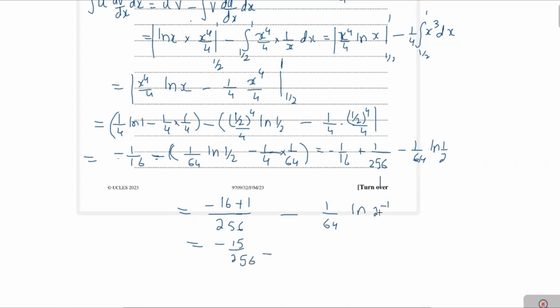Now that value becomes minus 15 over 256, and the power of minus 1 in ln 2 to the minus 1 is taken as a coefficient, so it becomes plus 1 over 64 ln 2. Therefore the exact value of the area of the shaded region will be equal to minus 15 over 256 plus 1 over 64 ln 2. This is the answer.